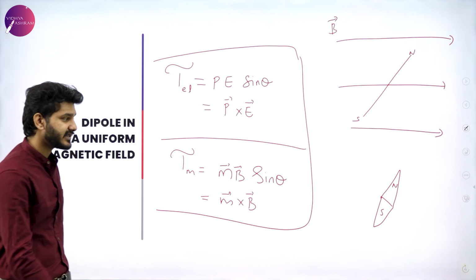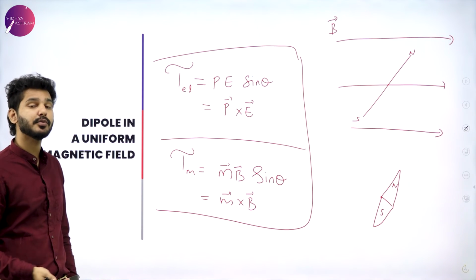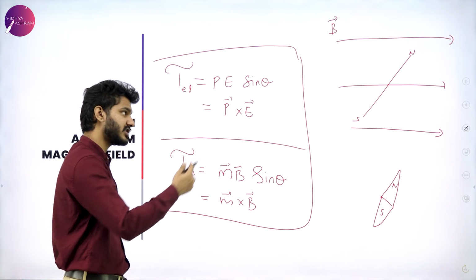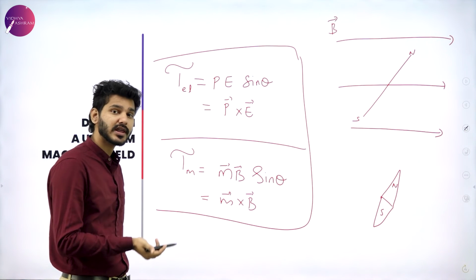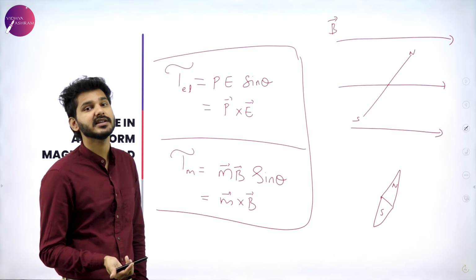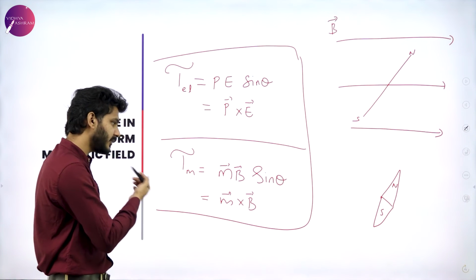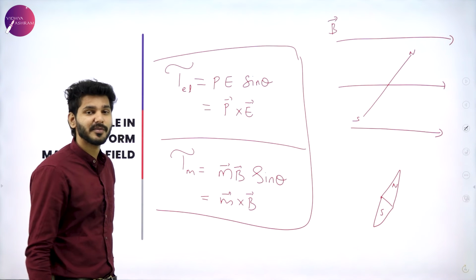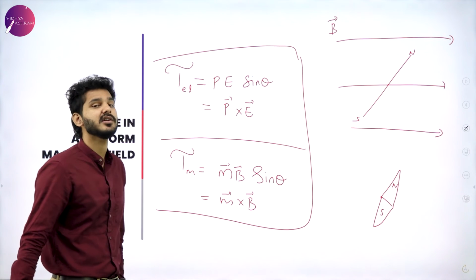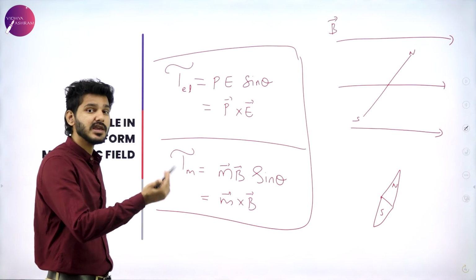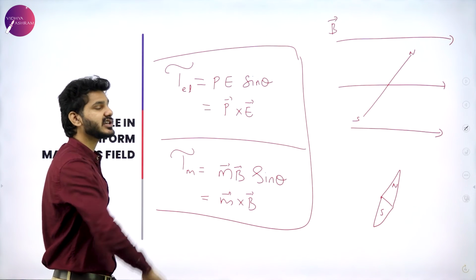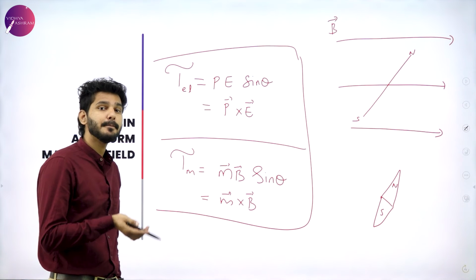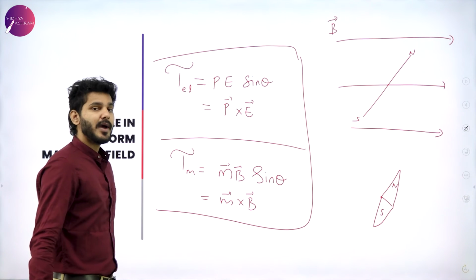Now, the second case is that we try to find the potential energy of, let's say, the electrical dipole kept in an electrical field, and we found that to be U equal to minus PE cos theta. So what will be the equation for a magnetic dipole? That is, the potential energy for a magnetic dipole kept in a uniform magnetic field. If it is minus PE cos theta for the electrical system, then it will be minus MB cos theta for magnetic systems.